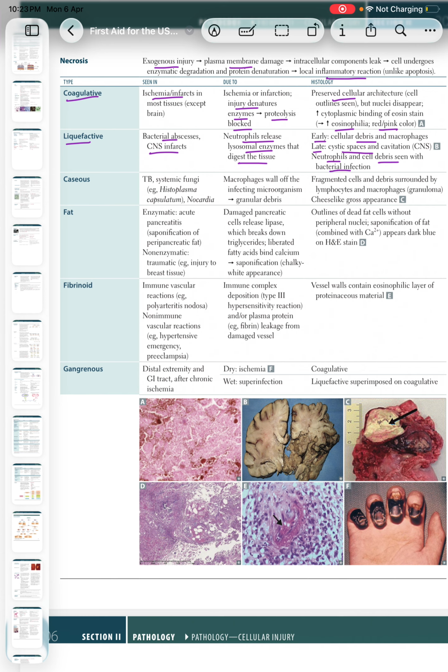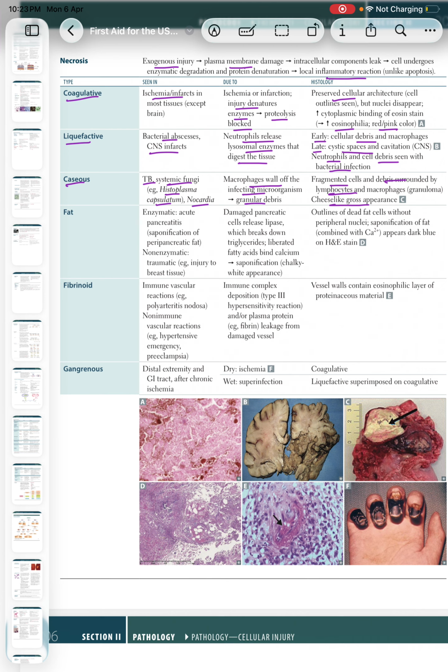Now, what is caseous necrosis? Caseous necrosis is seen in tuberculosis and systemic fungi, that is, Histoplasma capsulatum, and Nocardia. The macrophages wall off the infecting microorganisms and granular debris is formed. What is the histology? The fragmented cells and debris surrounded by lymphocytes and macrophages are there, with a cheese-like appearance.